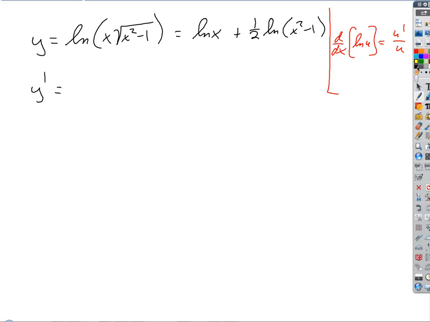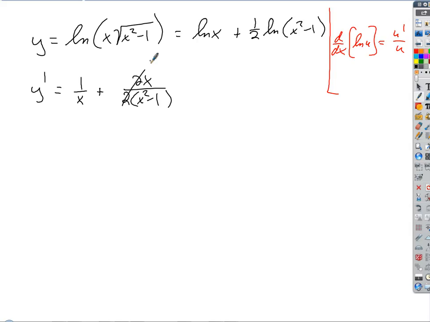Okay, so what do we get here then? We'll differentiate this term, over x. Okay, good. Plus, what about here? So I've got my 2 on the bottom. I'll just collect it on the bottom. What's the derivative? So what's u prime? 2x. And then on the bottom, x squared minus 1, right? That make sense?